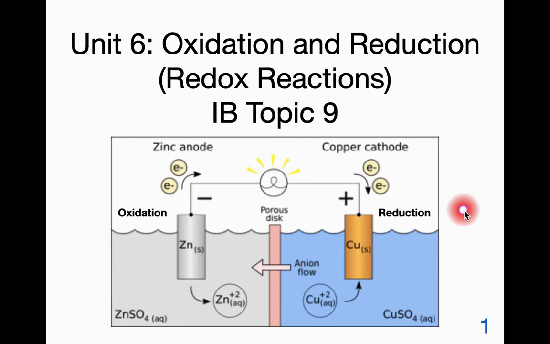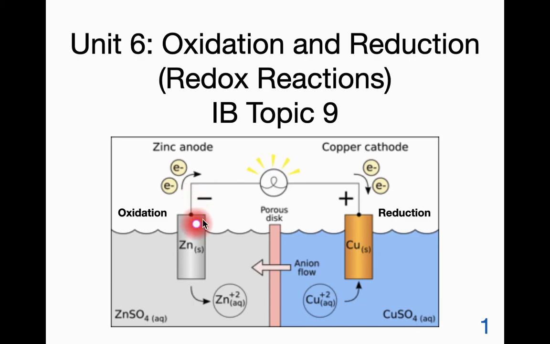Unit 6, Oxidation and Reduction. It's also referred to as redox reactions. This is IB Topic 9. This is a diagram of what's called a voltaic cell. It'll be a topic we'll hit at the end of the unit. It's kind of a very, very simple battery.